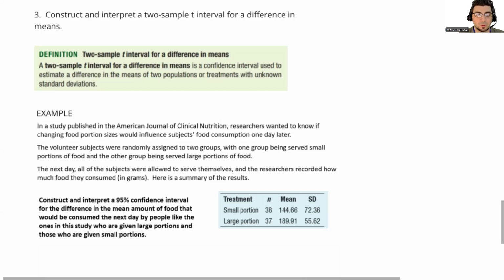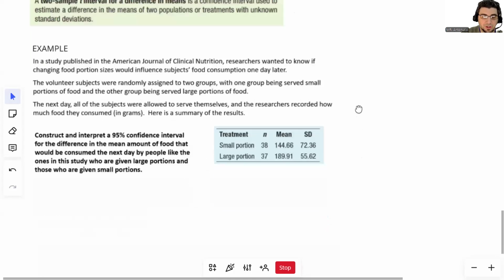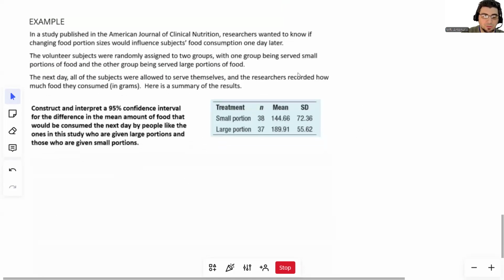So we have an example here. In a study published in the American Journal of Clinical Nutrition, researchers wanted to know if changing food portion sizes would influence subjects' food consumption one day later. The volunteer subjects were randomly assigned to two groups. There's the random assignment, with one group being served small portions of food and the other group being served large portions of food. On the next day, all of the subjects were allowed to serve themselves, and researchers recorded how much food they consumed. Here's a summary of the results.